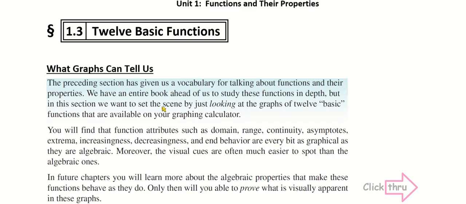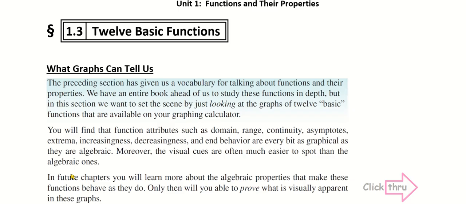But in this section, we want to set the scene by just looking at the graphs of 12 basic functions that are available on your graphing calculator. You can graph almost anything on your graphing calculator. You will find that function attributes such as domain, range, continuity, asymptotes, extrema, increasingness, decreasingness, and end behavior are every bit as graphical as they are algebraic. Moreover, the visual cues are often much easier to spot than the algebraic ones.